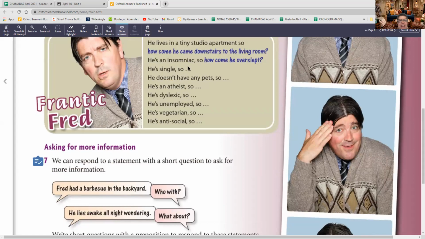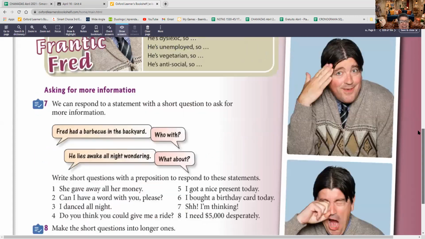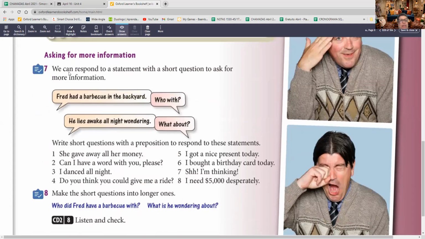So, all these things here are strange, right? All the information they had given before, they are contradictory because in reality, something else happened. So, how come? Okay, guys. So, we can respond to a statement with a short question to ask for more information. This is another interesting tip. For example, one person says, "Oh, Fred had a barbecue in the backyard." And then I want to know who was there, who was present. I can just say, "Who with?"